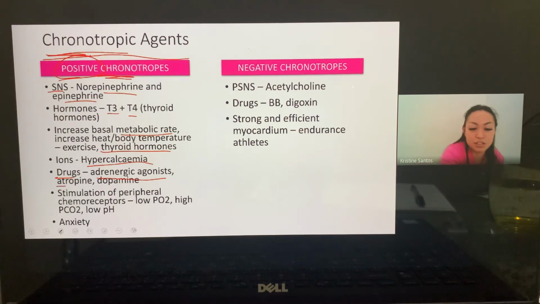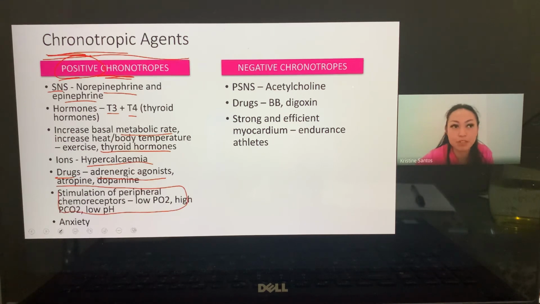So the stimulation of the peripheral chemoreceptors actually creates this reflexive increase in heart rate. Whenever you have a situation where you're hypoxic or hypercapnic, an increase in CO2, that's going to trigger a reflex response of an increase in heart rate, because it's going to trigger those peripheral chemoreceptors.